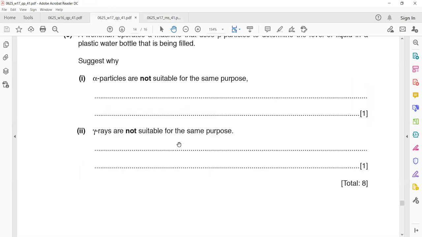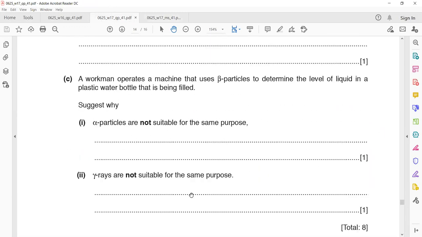Is it clear? Any doubt in these two, C1 and C2?